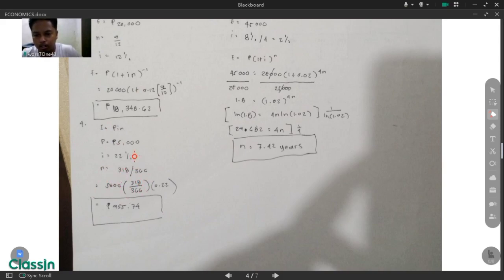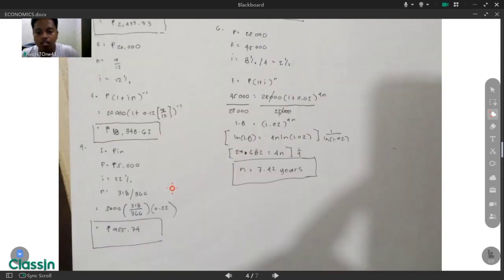Okay, so we already have the necessary information to get the interest. So we have 5,000 times 318 over 366 days times 0.22 as interest rate. And we get 955.74 pesos as our interest accumulated, or the interest itself.